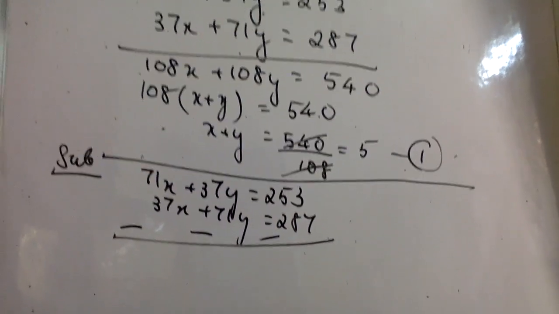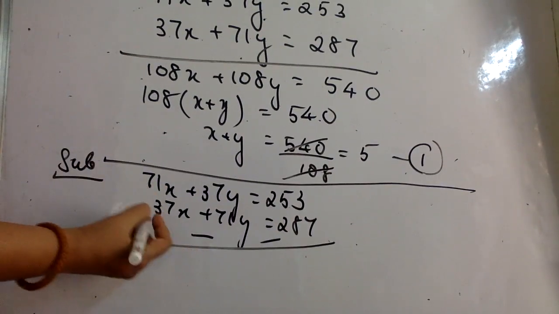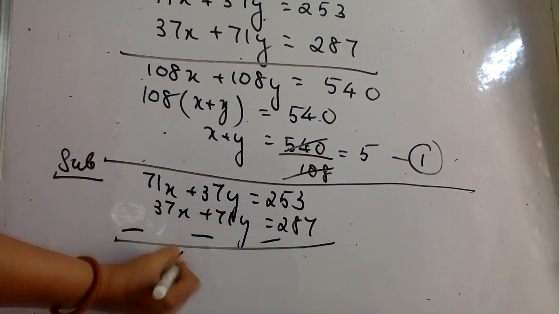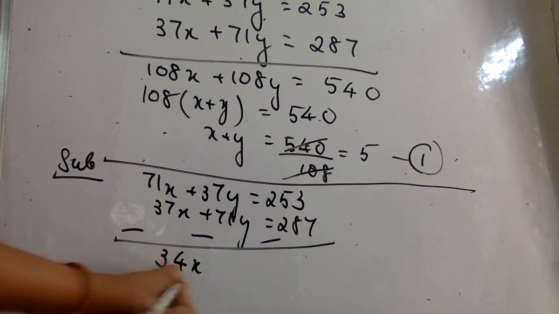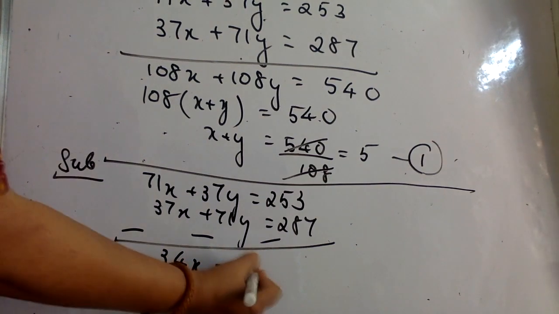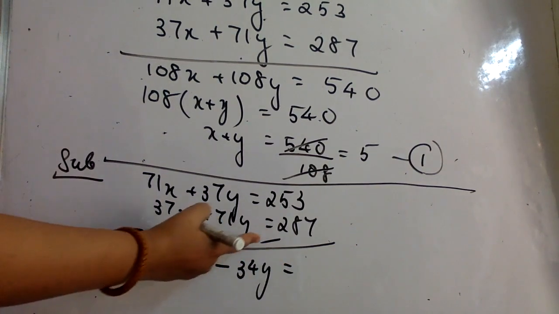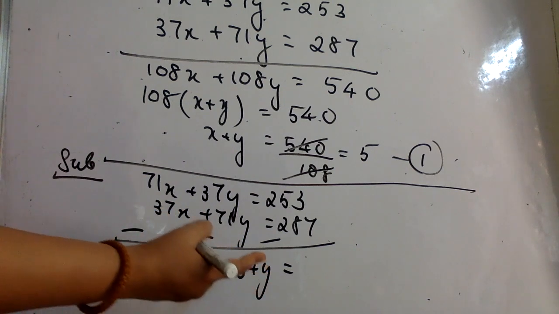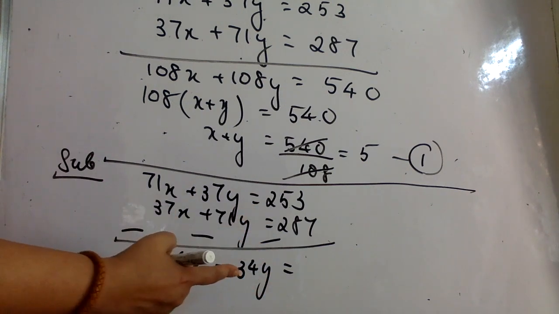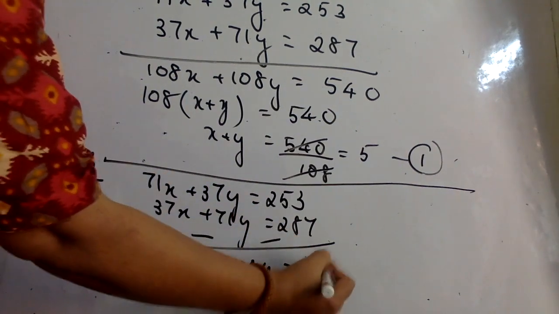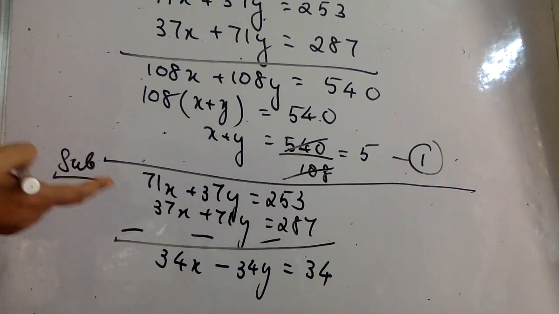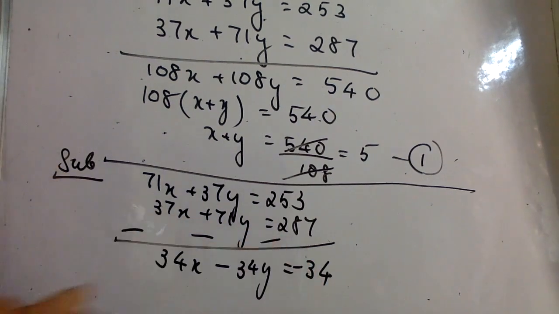This gives me 34x minus 34y, and this side what am I getting? I am getting a 287 minus 253. Okay, that also is giving me a 34, right? So that also gives me a 34 and a minus 34.